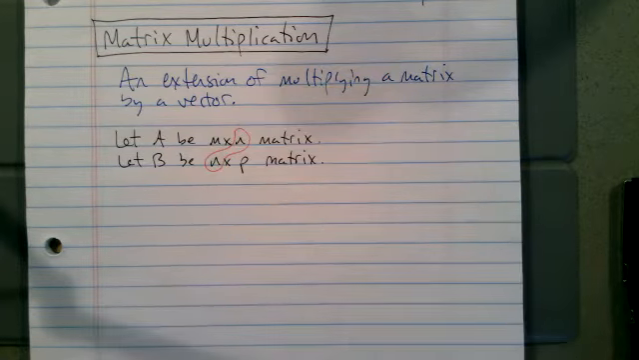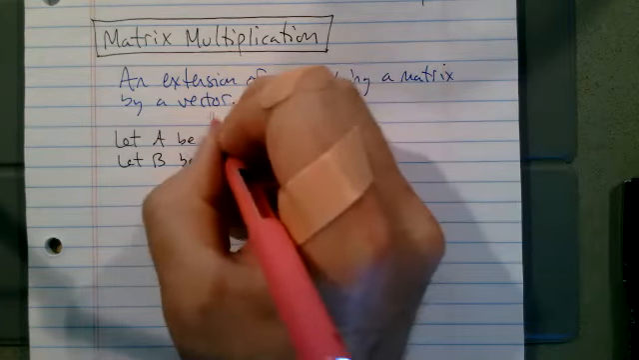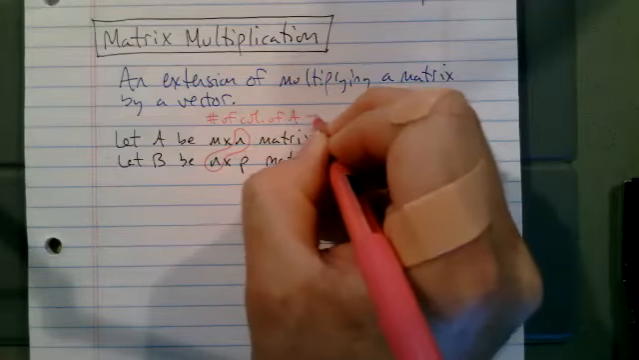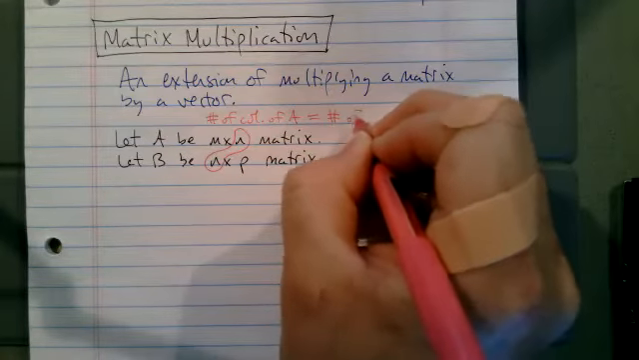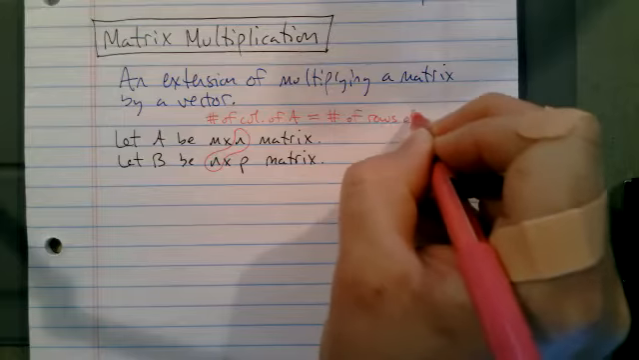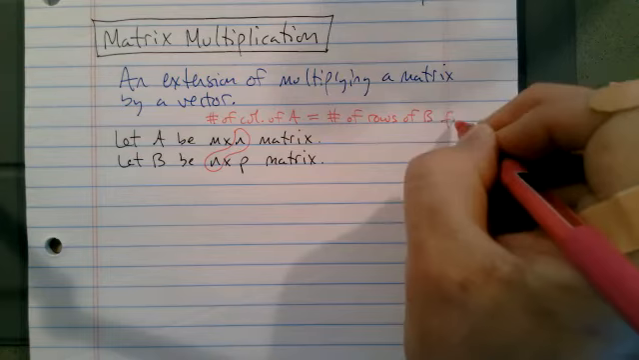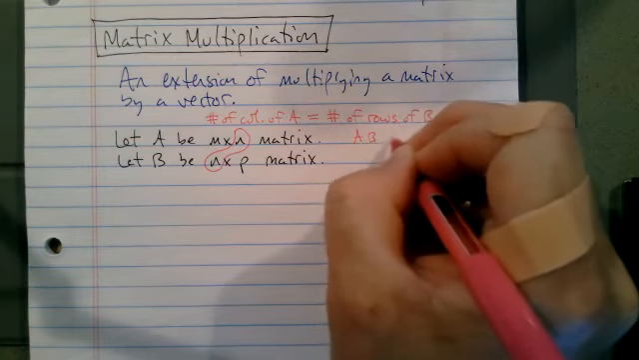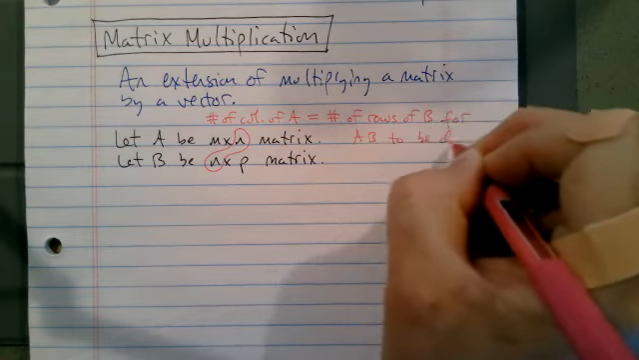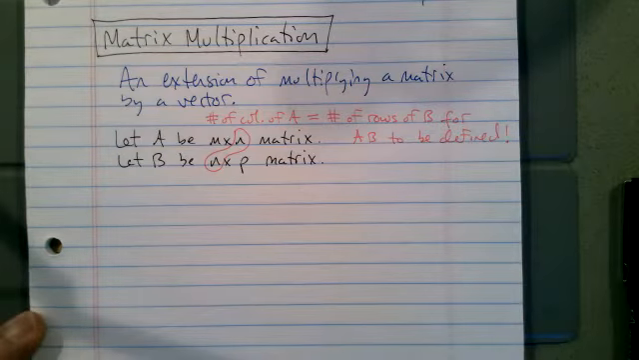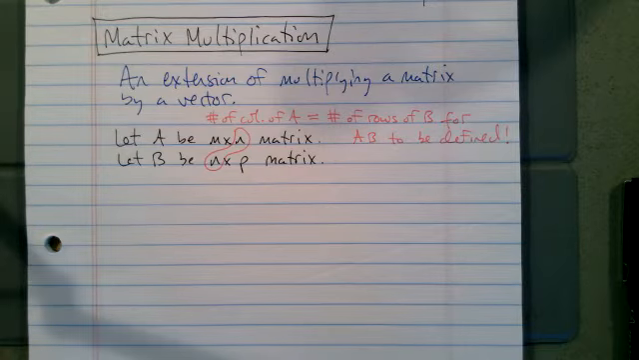So the number of columns of A must equal the number of rows of B for AB to be defined. If the number of columns of A is not equal to the number of rows of B, then AB is not defined. Full stop, all done. Don't even worry about it.